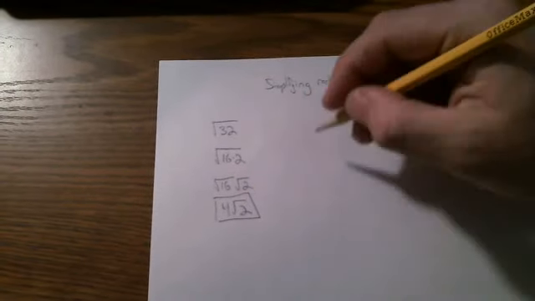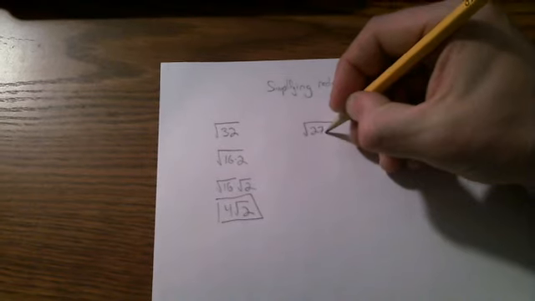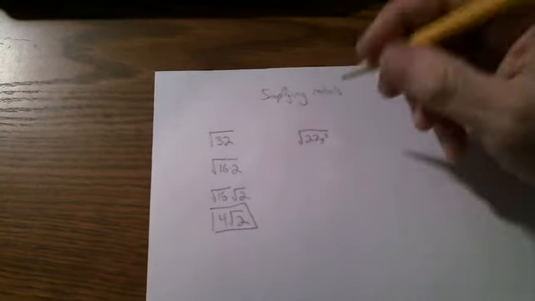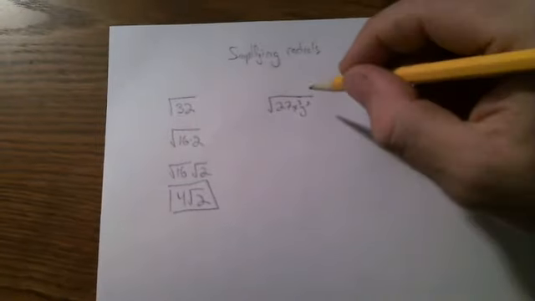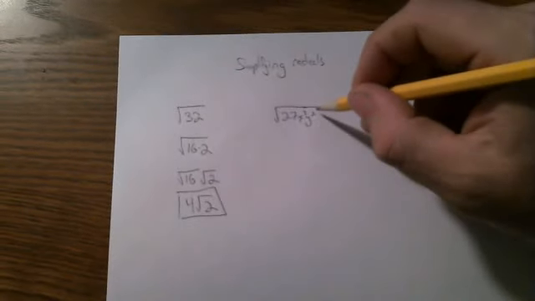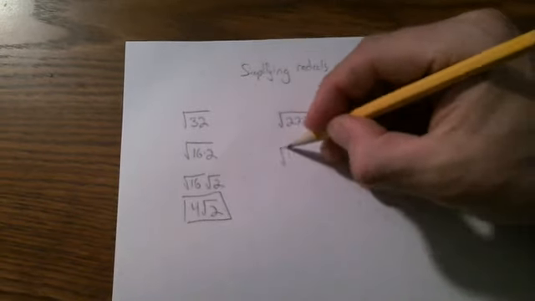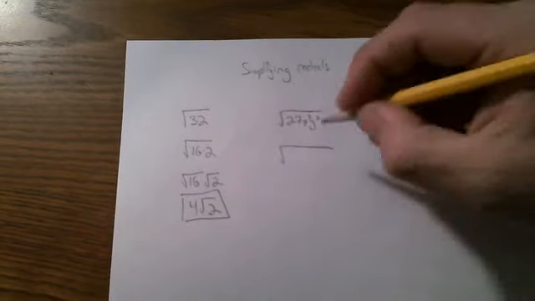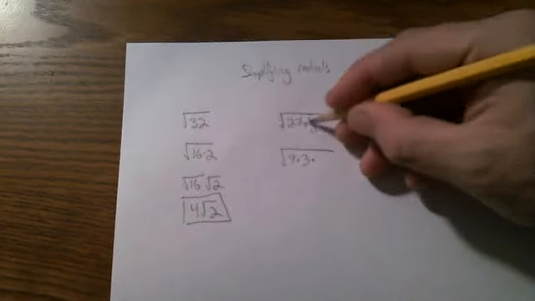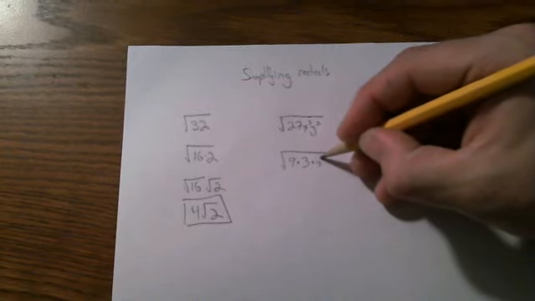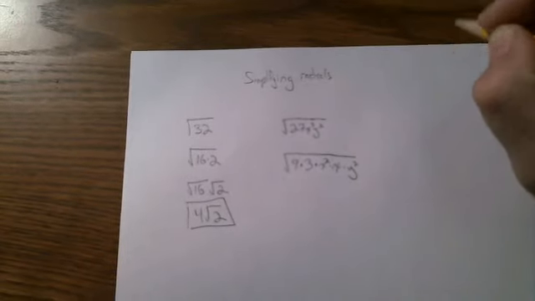Now, what if we had variables involved? Let's say we had the square root of 27 x to the third y squared. A variable is a perfect square if the exponent is even, but we could still express odd powers as products. So let's break down the radicand. I could express 27 as 9 times 3. I could express x to the third as x squared times x, and y squared is already a perfect square, so I'm going to leave it alone.